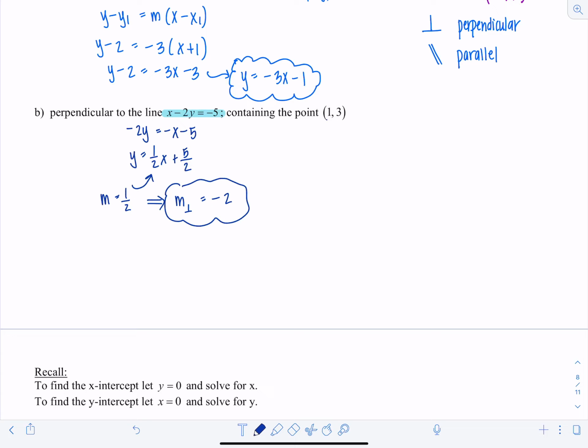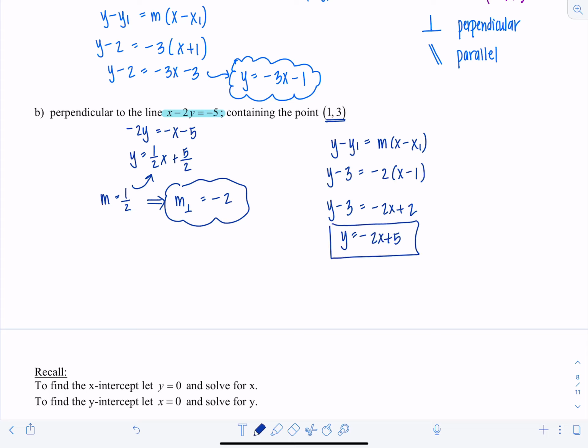And then it goes through the point 1, 3. Okay, so here we go. y minus y1 equals m times x minus x1. So we've got y minus 3 equals -2 times x minus 1. And then distribute. So we've got y minus 3 equals -2x plus 2. So y equals -2x plus 5. Good. That's probably as tricky as they're going to get.